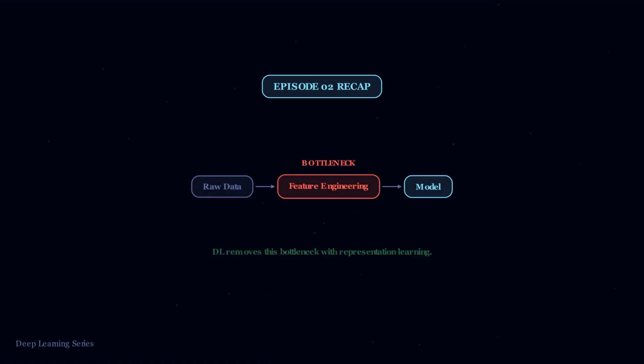Last episode, you learned exactly why classical machine learning hits a ceiling. The bottleneck was never the algorithm. It was handcrafting features by hand. Deep learning removes that ceiling by learning representations directly from raw data.